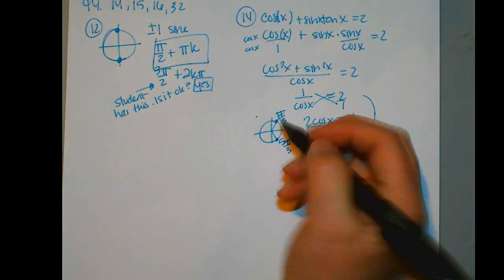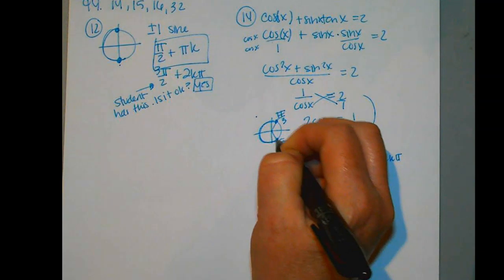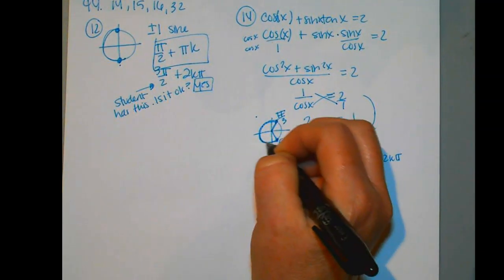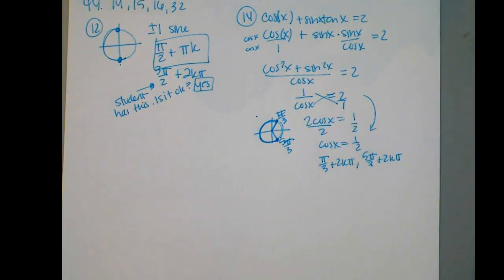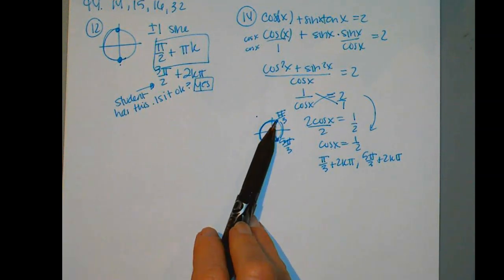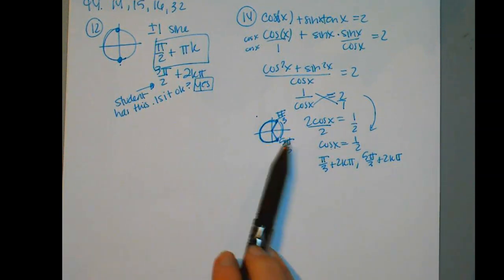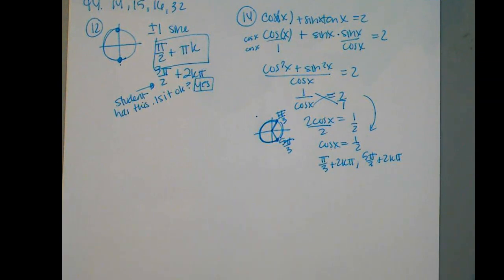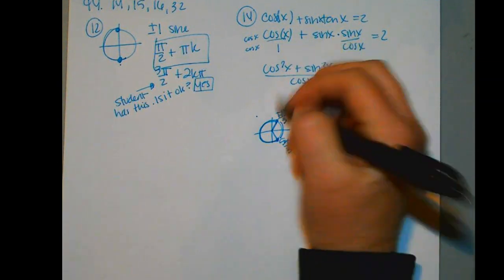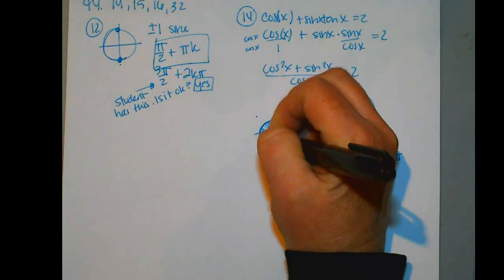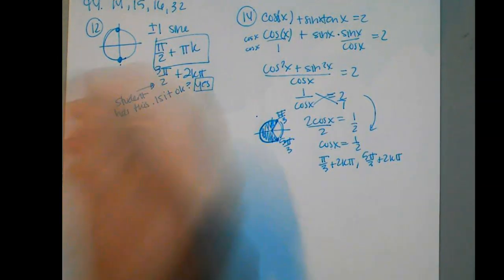Correct. Because the distance here is big. This looks like a Pac-Man now. And this part is big and this part is little. They're not the same. I can't go from one to the other and back with the same distance. So I have to consider each point separately. And to get all the iterations of pi over 3, we add 2k pi. To get all the iterations of this, we have to add the whole circle. Waka, waka, waka, waka.